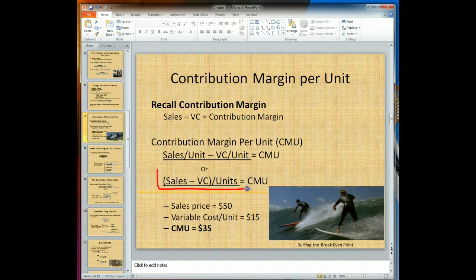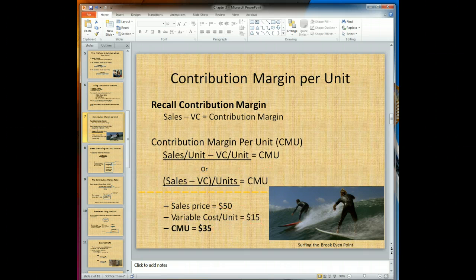Another mathematical way of doing it is like this. So if you're using Excel, that'll work. Or if you just use the distributive property, that works. Is that the distributive? I don't remember. Yeah, it's been a long time. Okay, so if your sales price is $50, your variable cost per unit is $15, you just subtract these two numbers and you should get $35, which is your contribution margin per unit.